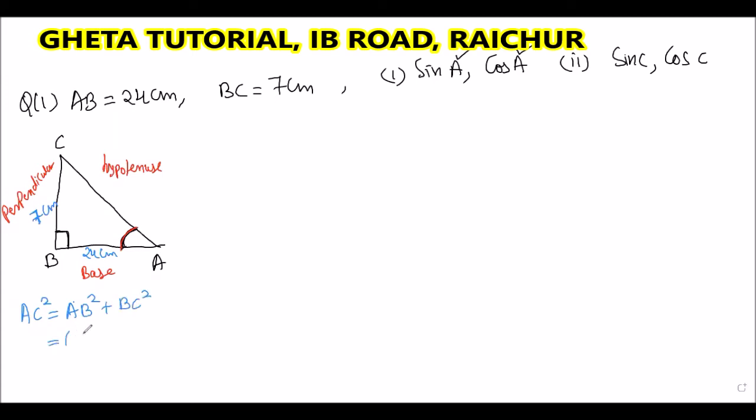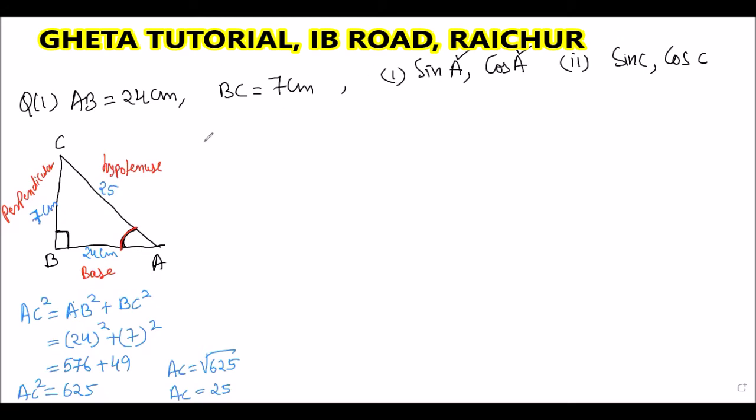AB is 24, so 24 square plus BC is 7, so 7 square. 24 square is 576 plus 7 square is 49, so that becomes 625. So AC square is 625, and AC is equal to the square root of 625, which is 25. The hypotenuse AC is 25. Exactly correct.